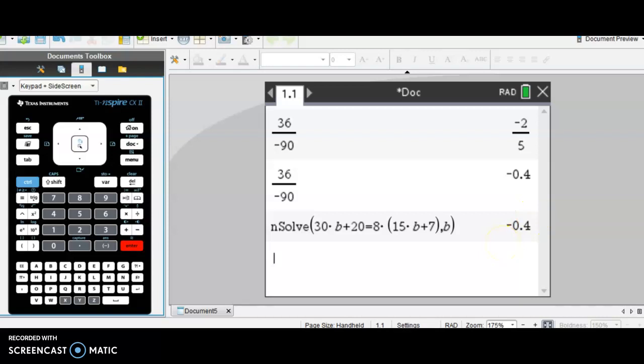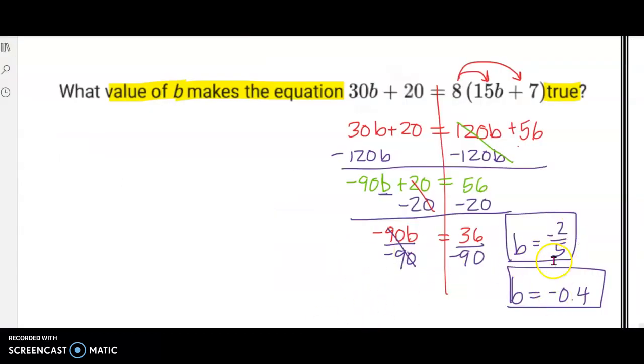Okay, but keep in mind, I will be grading all of your work. If you only have the correct answer because you used NSolve instead of actually solving, you will not get full credit. Okay, so either of these two answers, the fraction or the decimal, will work.